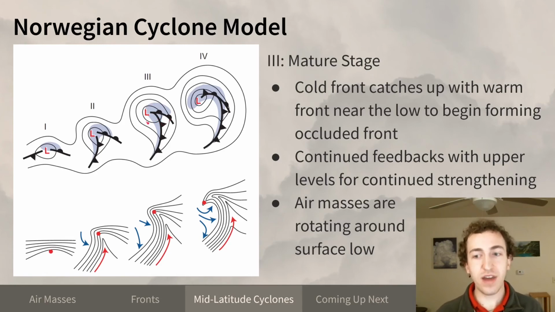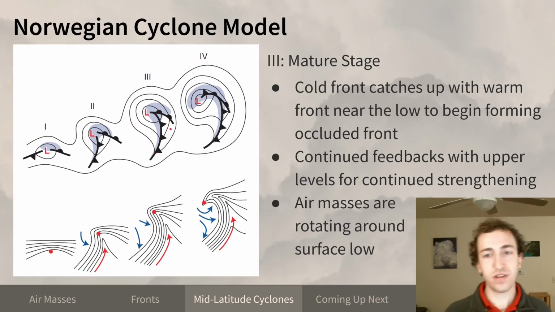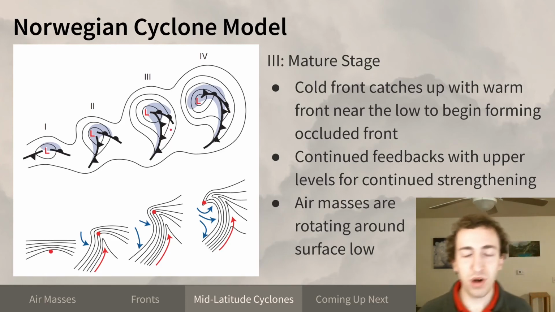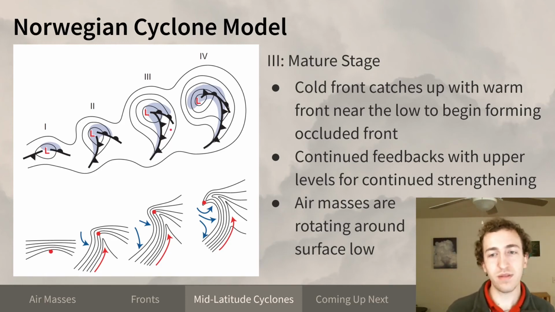And here you have air masses that are clearly rotating around the surface low. So you get this rotating cold air coming around, causing this cold front. You get the ever shrinking, smaller section of warm air in between, and then the warm front over here.